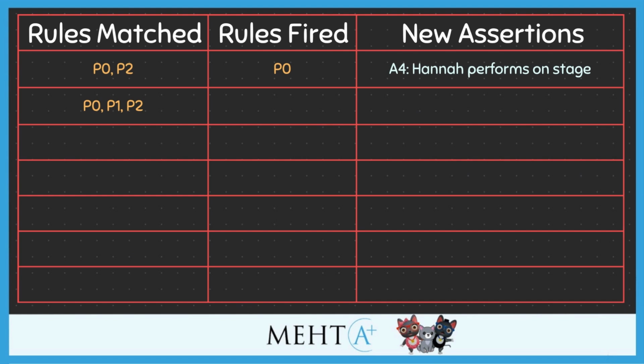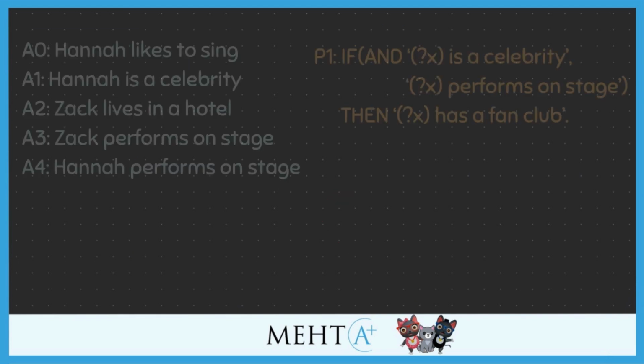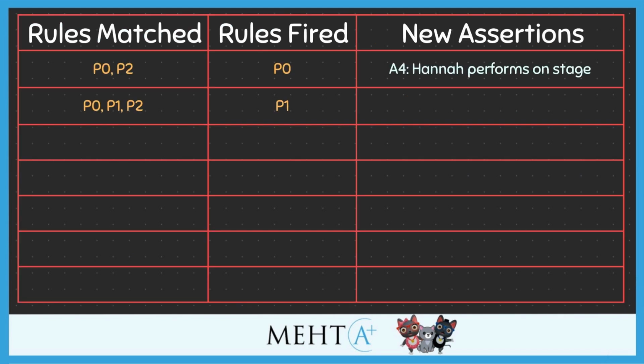Now let's get to the next column. Which rule fires? Well, let's check in order. Does P0 give us any new assertions? No. Only Hannah likes to sing. We don't have any assertions about Zack likes to sing, so this rule won't give us any new assertions. Now let's go on to P1. This one can definitely give us a new assertion, so let's fire P1.